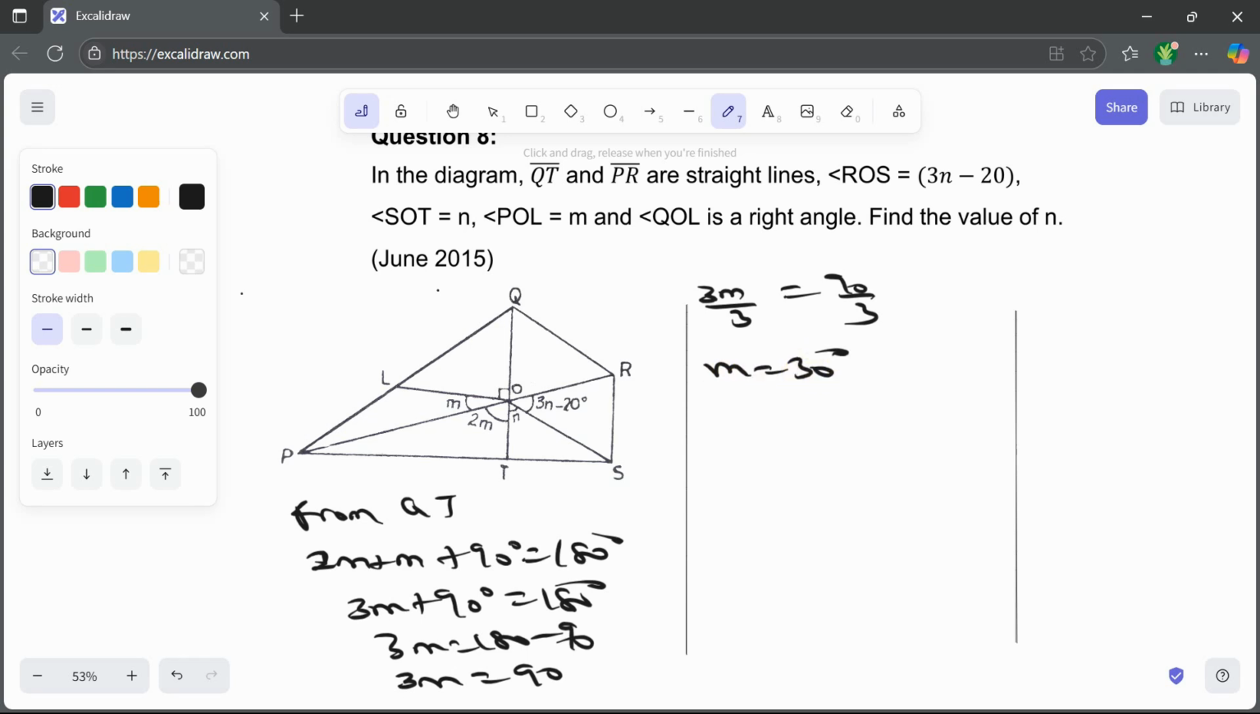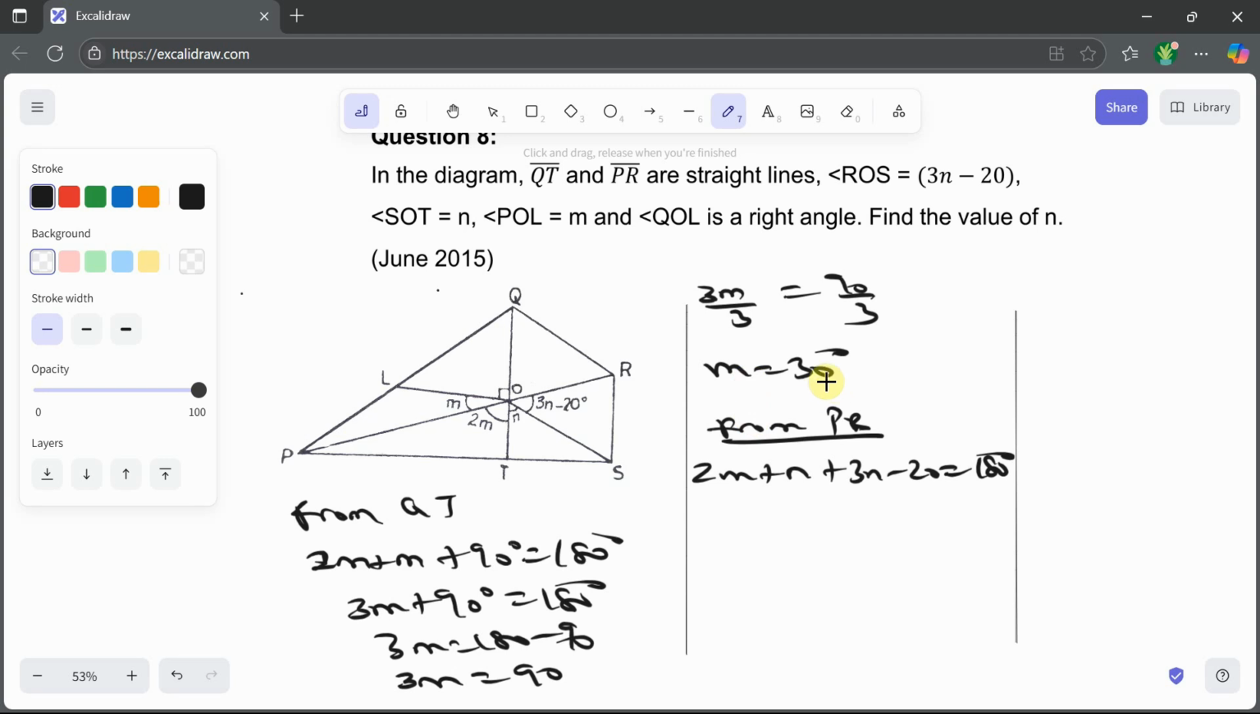Great. Now I know our m. See this line PR, which is the second straight line. 2m plus n plus 3n minus 20 is also equal to 180 degrees, because angle in a straight line is equal to 180 degrees, right? So assuming I've stated that since angle in a straight line is equal to 180 degrees, from PR I could say 2m plus n plus 3n minus 20 is equal to 180 degrees.